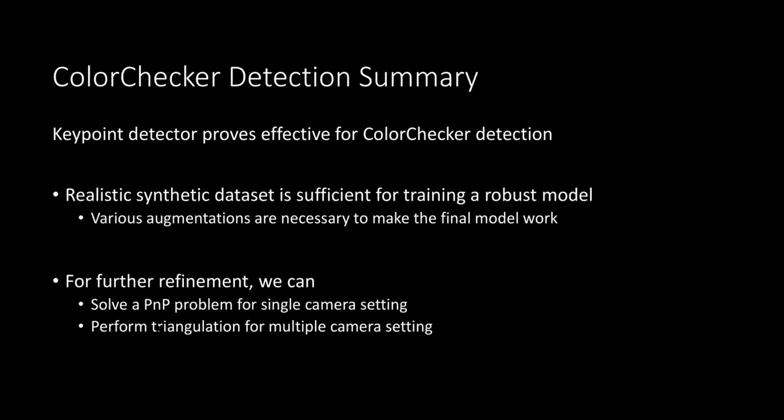So to summarize, we find a key point detector is really effective for color checker detection. It's necessary because we want to automate this process for large quantities of data sets across different cameras and different sessions. And the precision is crucial for the accurate color value sampling from the color checker. And we found the realistic synthetic data set generation is sufficient to train a robust model. And we need several augmentations to make the final model work. For further refinement, we can solve a PnP problem for the single view setting and perform triangulation for the multiple camera setting.